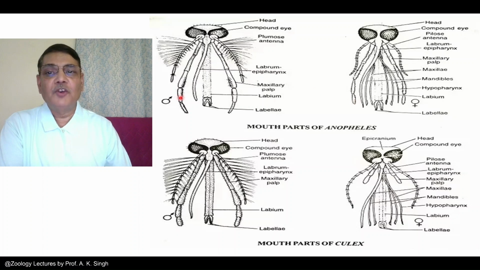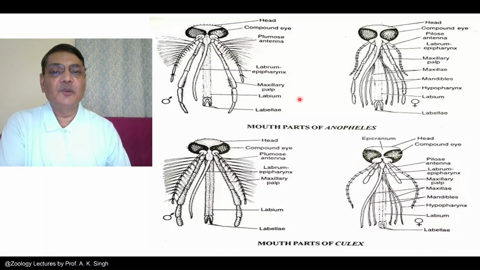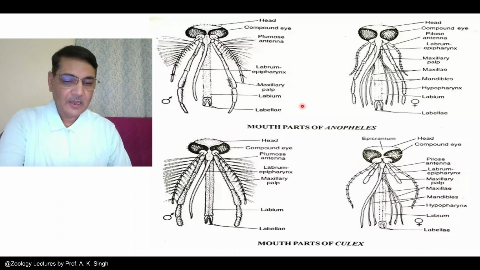The other point you can consider in case of male, see here in case of Anopheles male, the maxillary palps are longer than the labium. See here it is longer than the labium, whereas in case of Culex, the length of this maxillary palp and labium is almost equal. So this way you can see the mouth parts of these species, and you can identify their males as well as females, and also the type of species present over there.